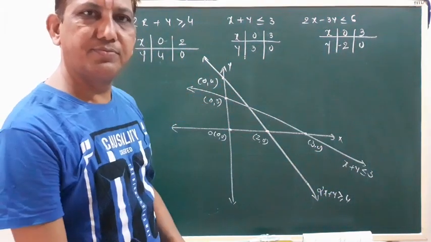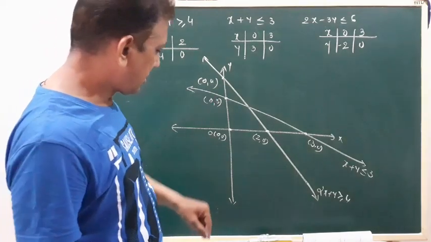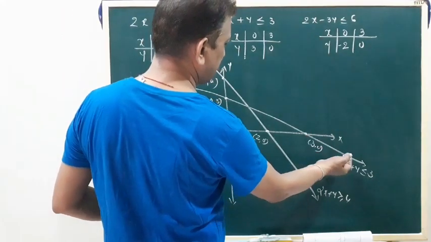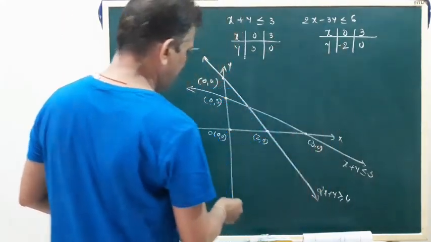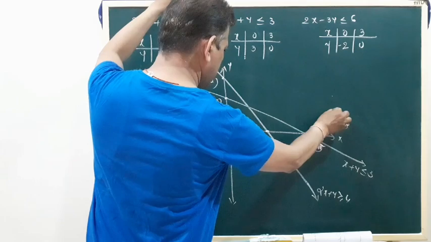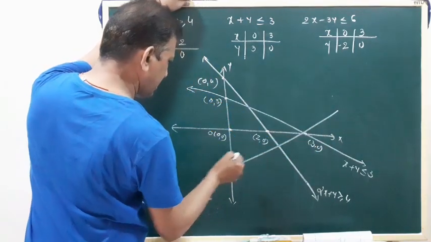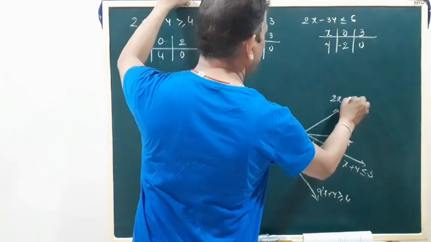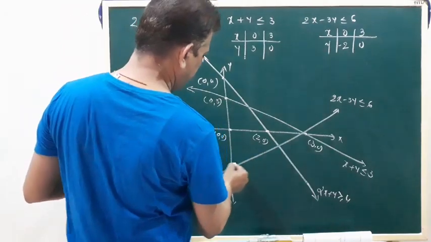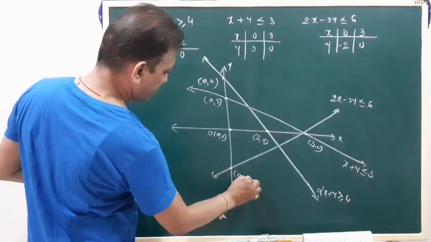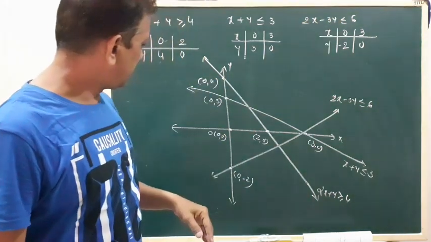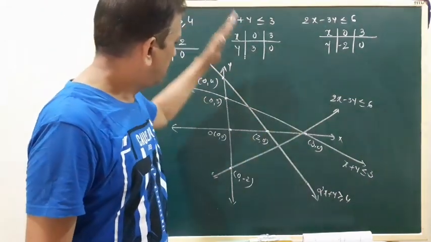Intersection of this portion. Now draw the third line. For the third line, (3, 0) is common with the second equation, and (0, minus 2) is here. So draw the third line: 2x minus 3y less than or equal to 6. Put here (0, 0). (0, 0) is satisfied, less than or equal to 6. So the left side part.